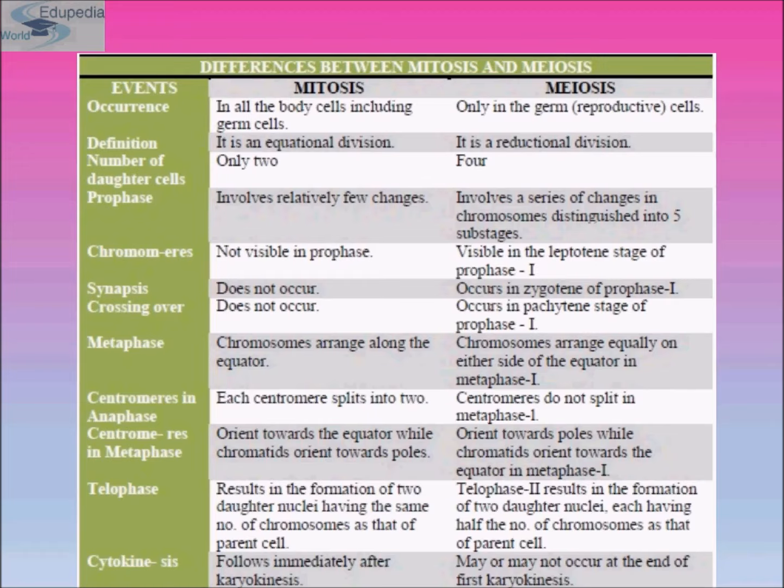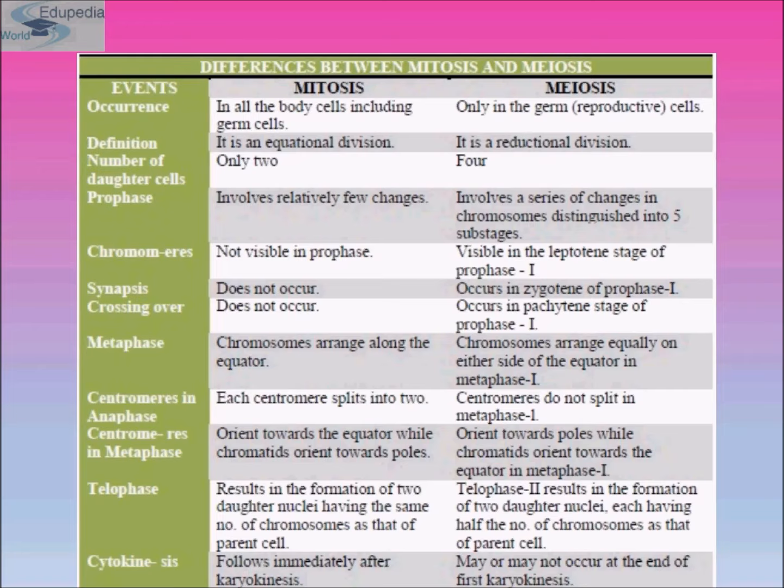If we talk about occurrence, in mitosis it occurs in all body cells, and meiosis occurs only in the reproductive cells. Mitosis is an equational division and meiosis is a reductional division. The number of daughter cells produced in mitosis is only 2, and in meiosis it is 4. Prophase in mitosis involves relatively few changes, whereas in meiosis it involves a series of changes in the chromosomes distinguished into 5 substages, that we have already studied.